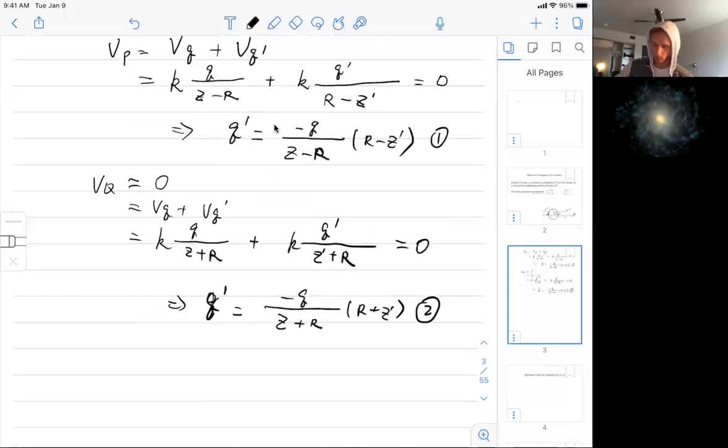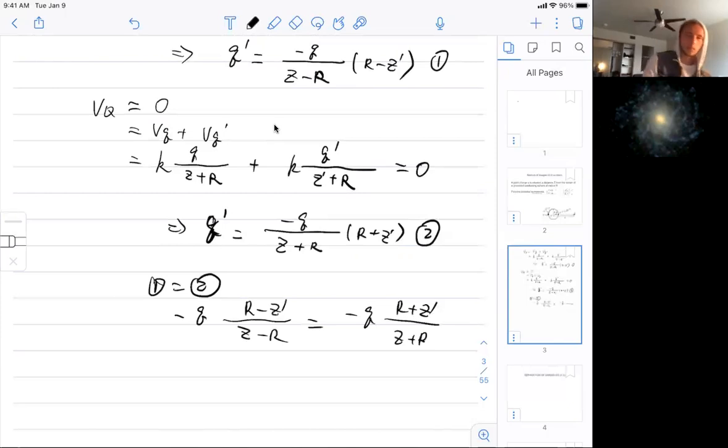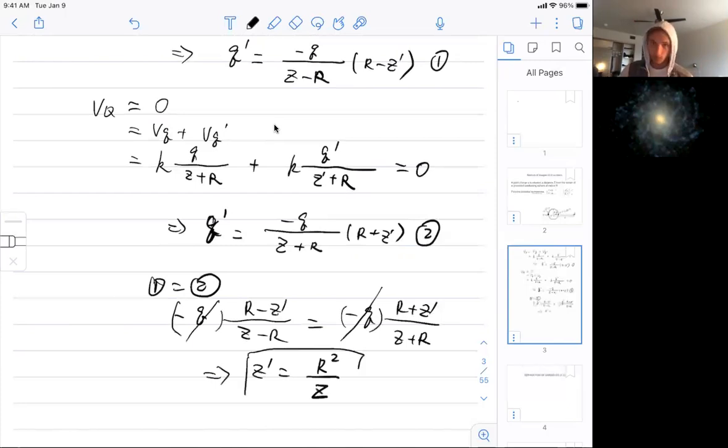Now we're dealing with the same Q prime, right? So equation 1 is equal to equation 2. They're the same, it's all Q prime. So I know that negative Q times (R minus z prime) over (z minus R) equals negative Q times (R plus z prime) over (z plus R). You can simply solve this. After some algebra, you find z prime. So z prime is R squared over z. Okay, I found the distance. This is the distance from the origin to my image charge.